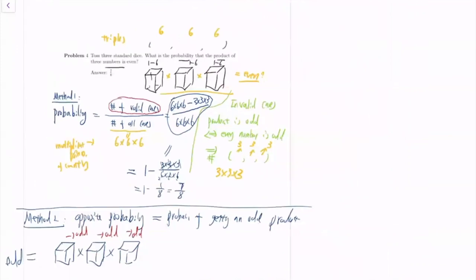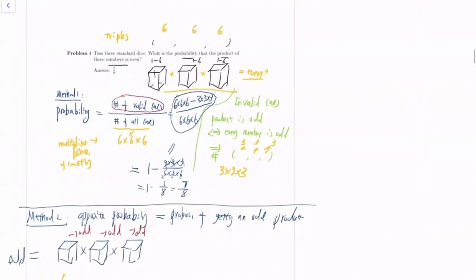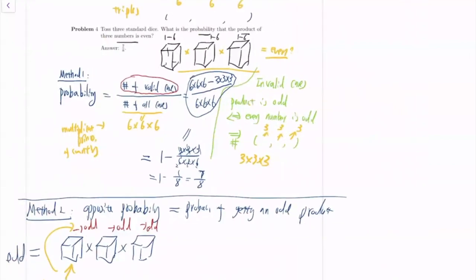Okay, and then what's the probability of getting an odd number here? The probability to get odd is 1/2. This is the first one. You just use the multiplication principle. So for the first die, you get odd with probability 1/2, and this is also 1/2, and this is also 1/2. Then we use the multiplication principle.